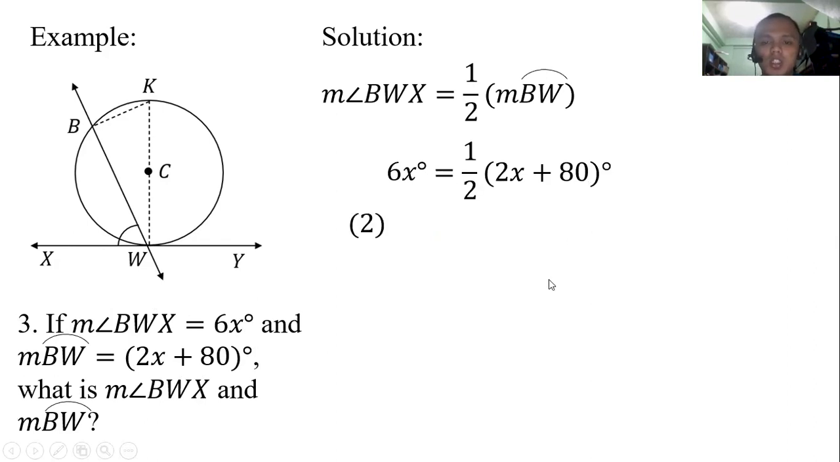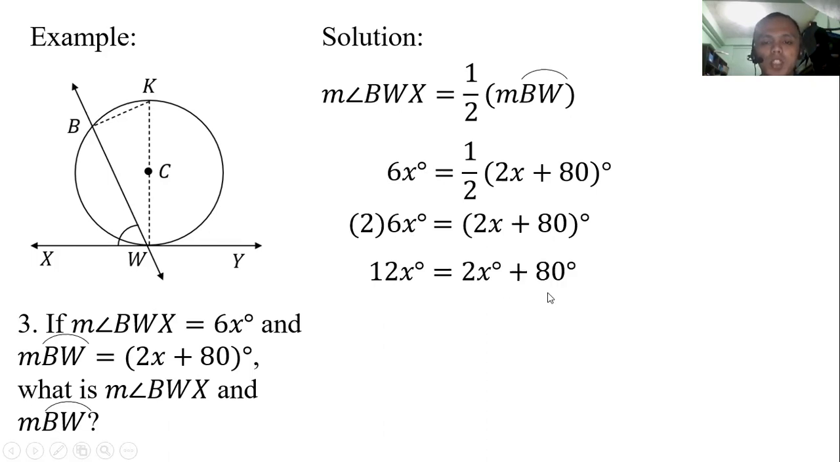Let us remove the degree signs. Okay, let's go straight on. Multiply by 2: 2 times 6x is 12x, equal to 2x plus 80. Then transpose 2x to the other side, we have 12x minus 2x equal to 80. 12x minus 2x is 10x.